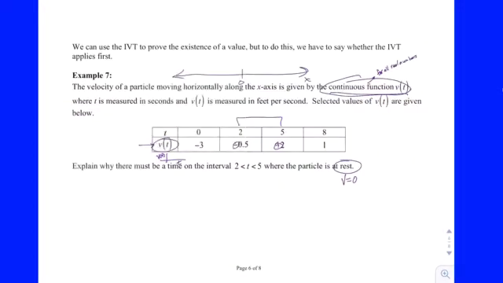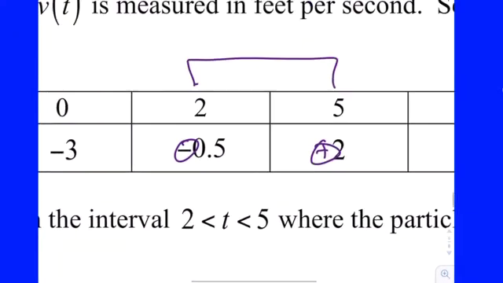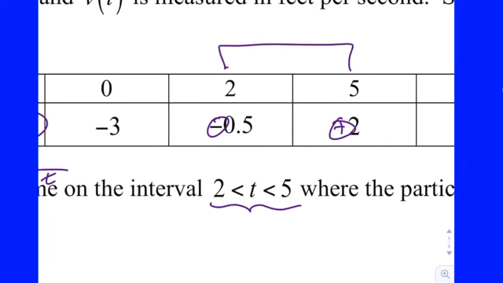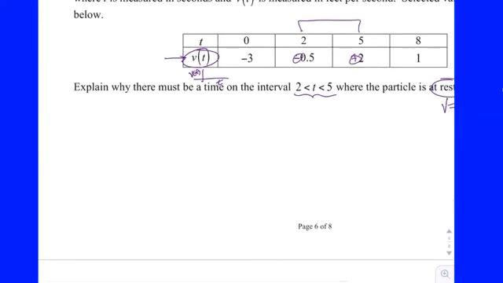Okay. All right. So here's what we have to say. They're telling us that the time where it is 0 velocity is strictly between 2 and 5, and this is kind of important too, which basically means the particle's not at rest at 2 and not at rest at 5. And we know that because it's negative and positive. But for the IVT to apply, we need to say that the function is continuous on what type of interval? Closed interval. So even though they're telling you to prove that it exists on this open interval, you have to say that the IVT applies because it's continuous.